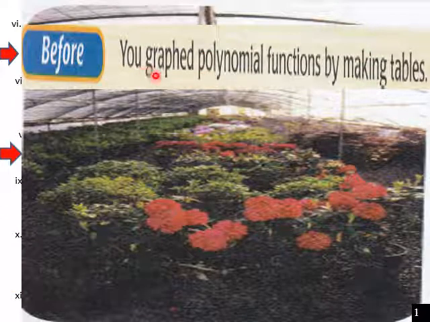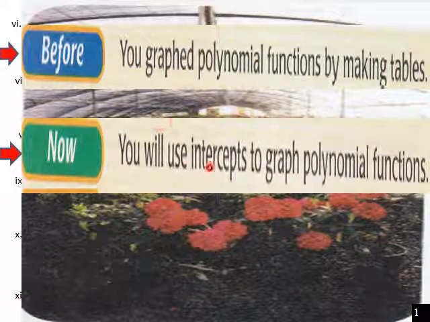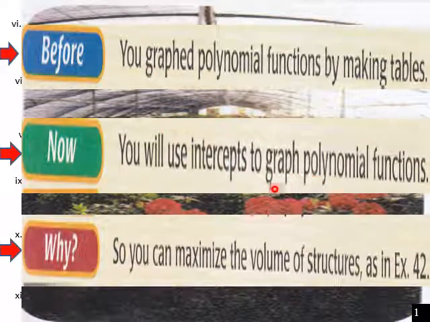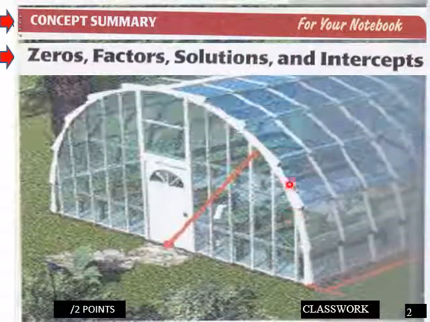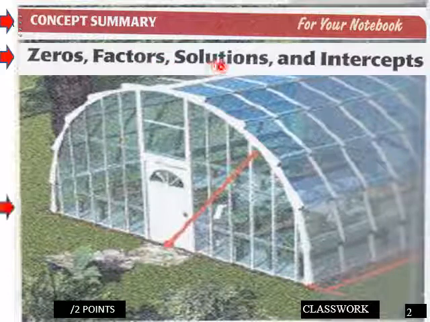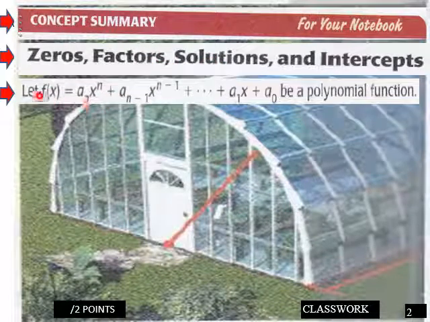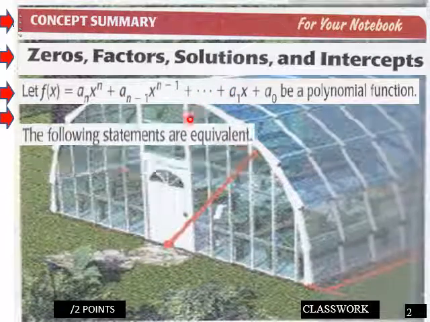Okay, so you've graphed polynomial functions by making tables. You use intercepts to graph polynomial functions so you can maximize the volume of a box. Concept summary: zeros, factors, solutions, and intercepts. And then here is our standard form of a polynomial.